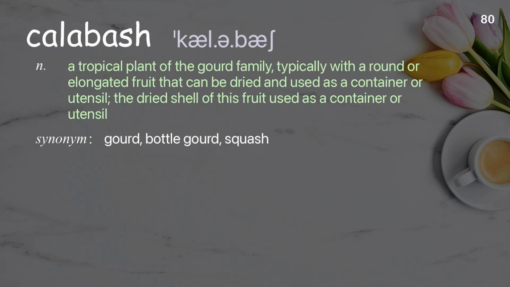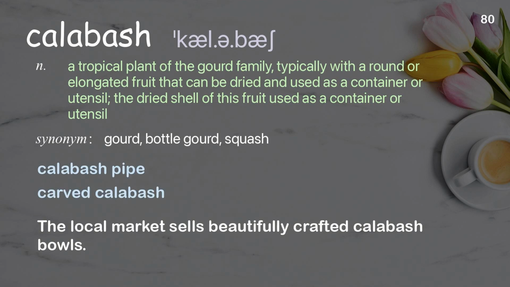Calabash: a tropical plant of the gourd family, typically with a round or elongated fruit that can be dried and used as a container or utensil. The dried shell of this fruit used as a container or utensil. Examples: calabash pipe, carved calabash. The local market sells beautifully crafted calabash bowls.